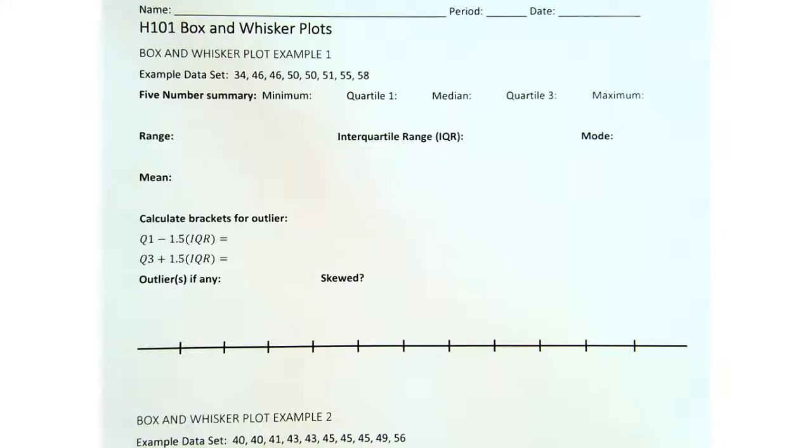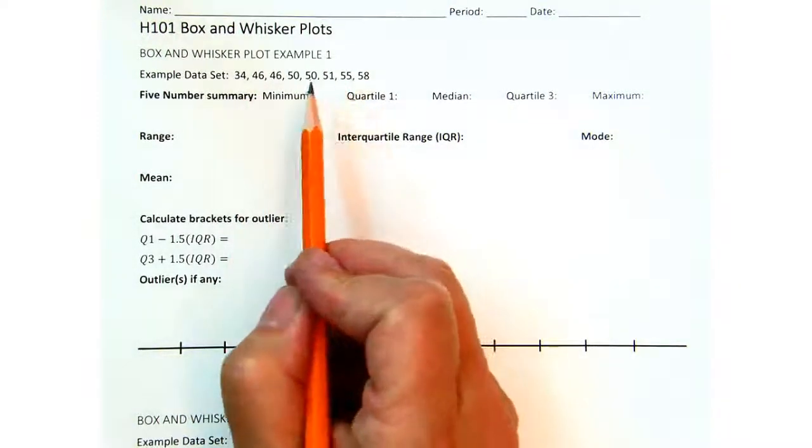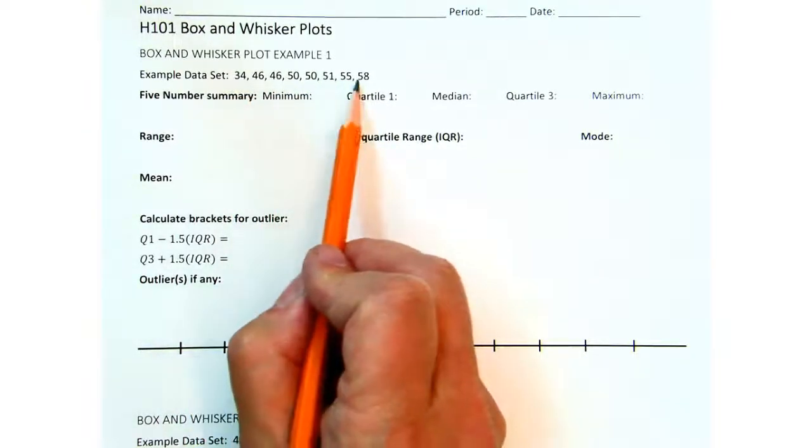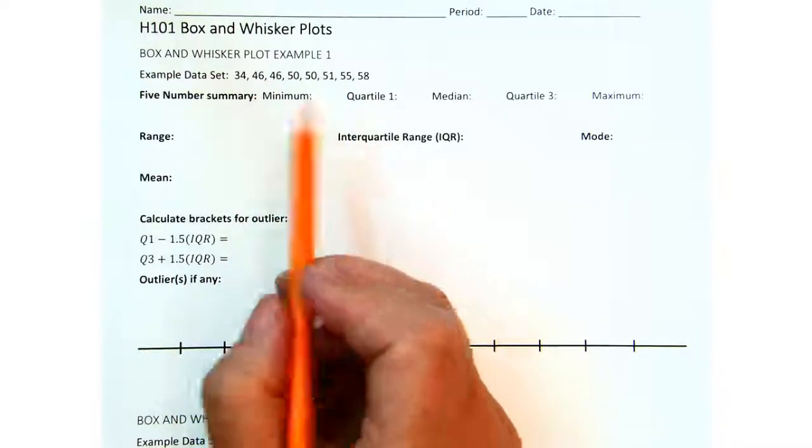Today we are practicing drawing box and whisker plots. To do this, we first need to find the 5-number summary. First, order the numbers from least to greatest. When the numbers are in order, underline the smallest number and the largest number.